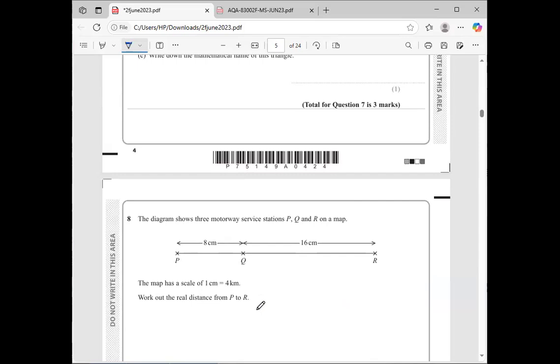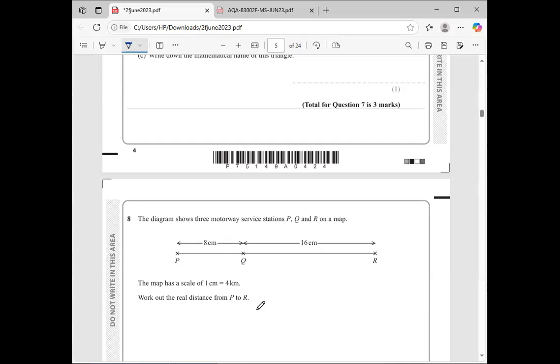The diagram shows 3 motorway service stations, P, Q, and R on a map. It now says the map has a scale of 1 cm to 4 kilometers. Okay, so that's every 1 cm represents 4 kilometers. It says work out the real distance from P to R. That's simple now. 16 plus 8 is 24 centimeters.